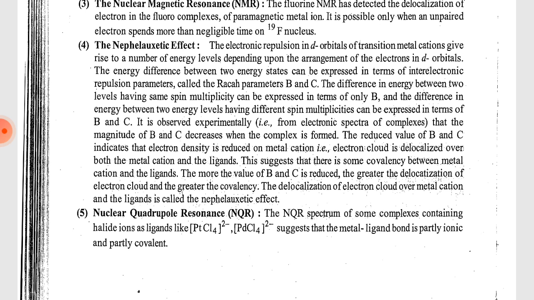Fifth, nuclear quadrupole resonance (NQR). The NQR spectrum of some complexes containing halide as ligand, like platinum tetrachloride and palladium tetrachloride, suggests that the metal ligand bond is partially ionic and partially covalent.